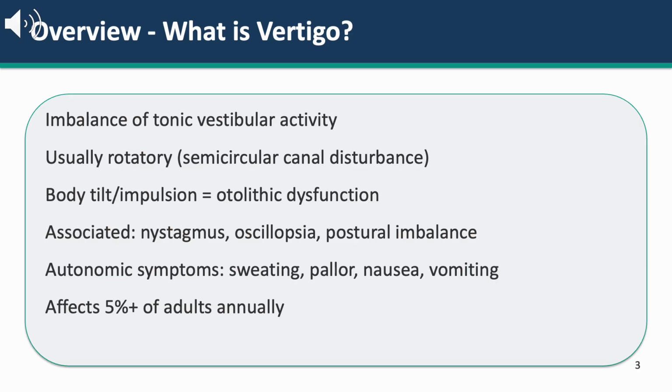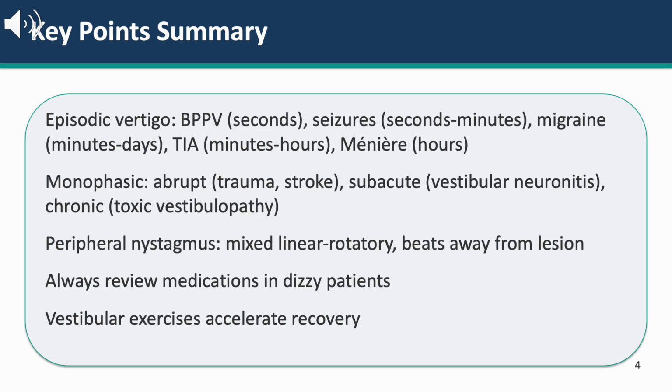Vestibular vertigo is a remarkably common problem, affecting 5% or more of adults each year, with an annual incidence of 1.4% in adults. Its prevalence rises with age and is about 2 to 3 times higher in women than in men. Let me highlight several essential key points about vertigo. Episodic vertigo is generally of abrupt onset, but the duration of episodes varies considerably and is a critical diagnostic clue.